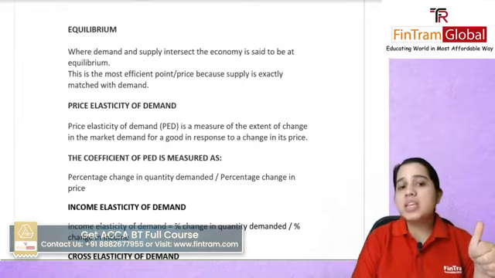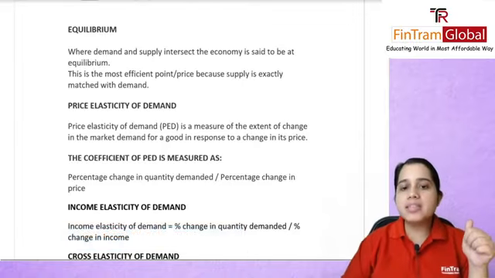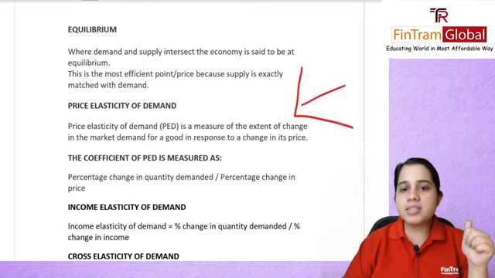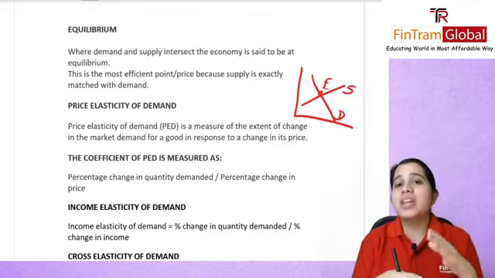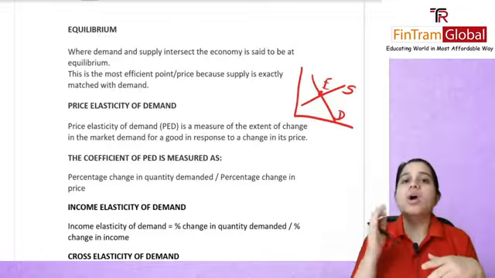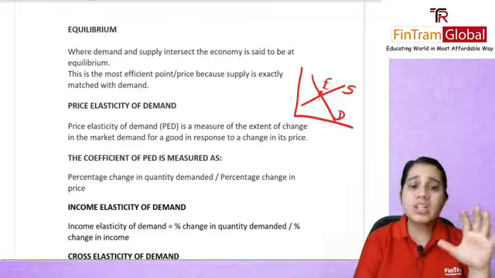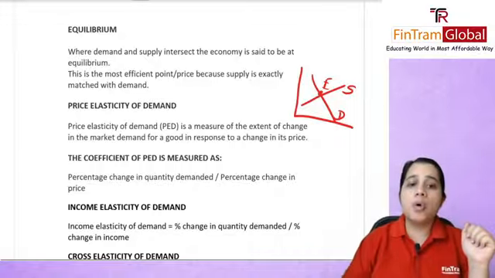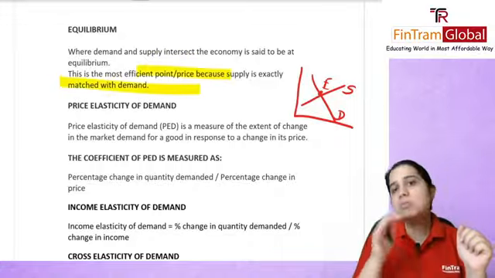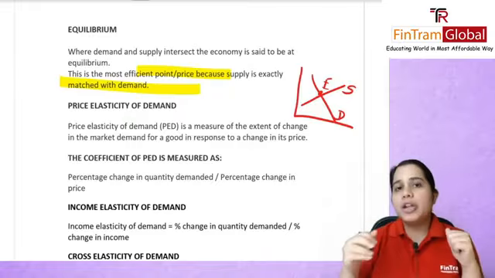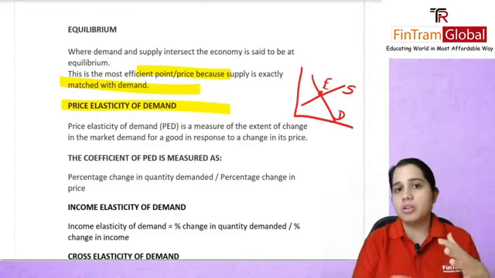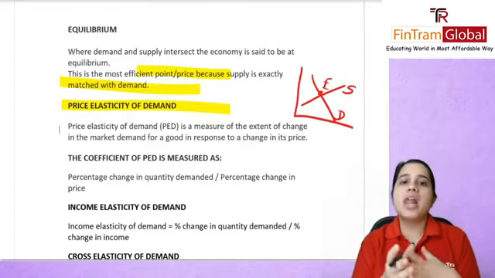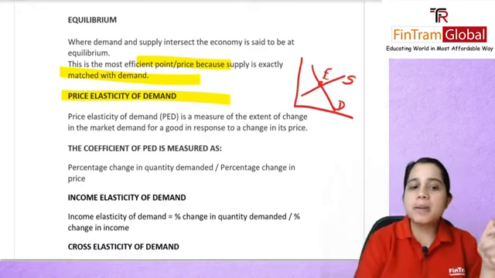Now equilibrium, what was equilibrium? Equilibrium is the point where your demand and supply curves intersect. So this is your demand curve, this is your supply curve, this is the equilibrium point. This is the point where your demand exactly matches your supply. This will be the most efficient point of price, because supply will exactly match your demand. Then we talked about price elasticity of demand. This was basically a measure of the extent of change in demand that will happen when compared to a change in price.